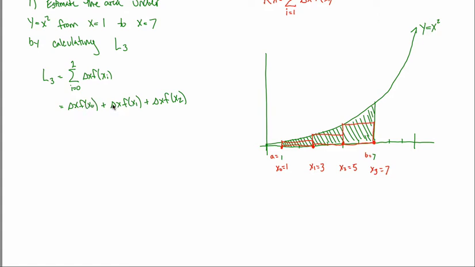The base of the second rectangle is delta x. The height of the second rectangle is f of x1. x1 is this value 3. The height when x equals 3 is this height right here, which ends up being 9, but we'll talk about that later. That's all I've got to do.